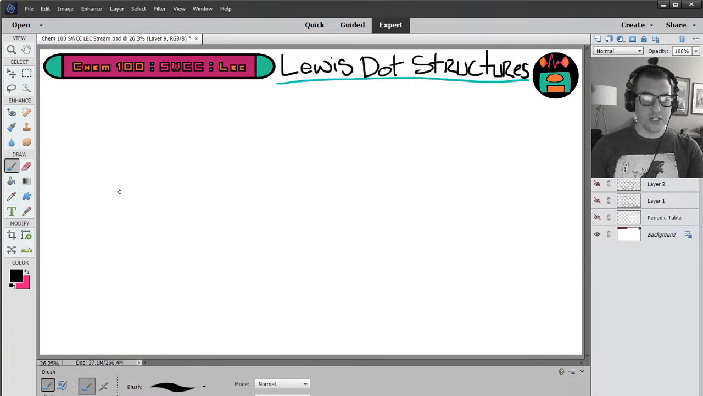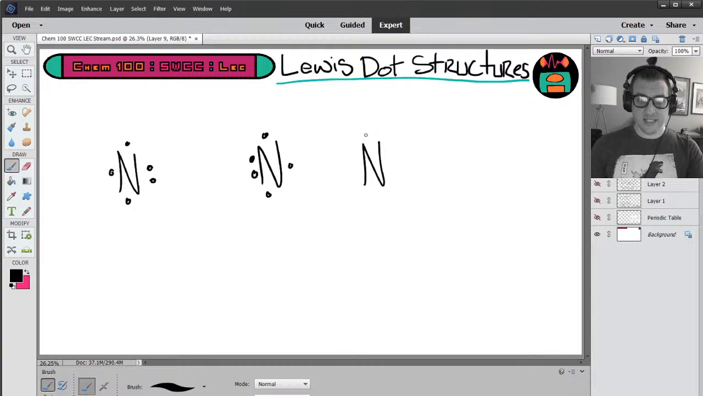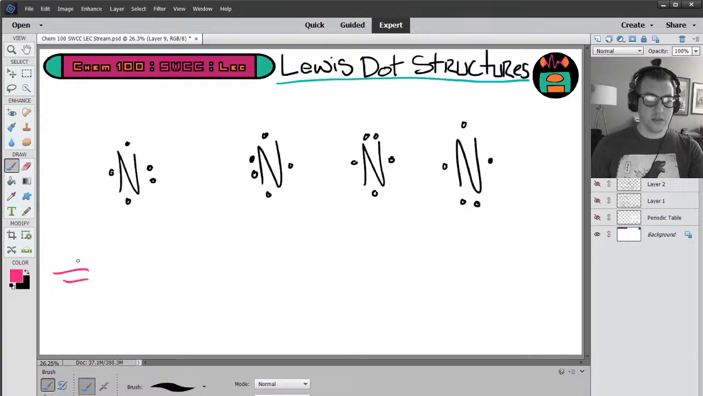So I wrote nitrogen like so. You could also write it like this. You could write it like this. And you could write it like this. All of these are correct.